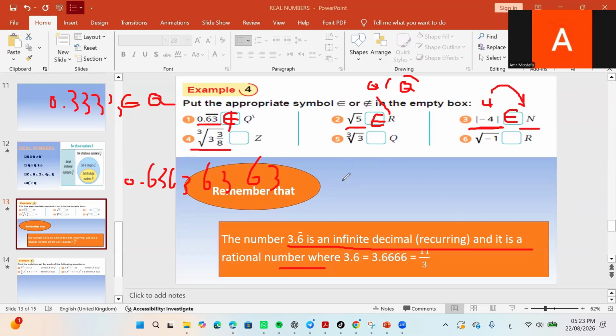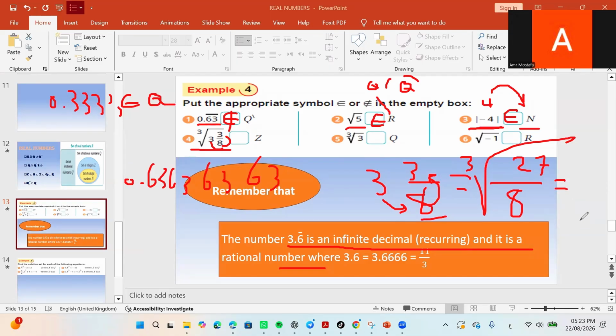Cube root of 3 and 3 over 8. I can't solve it as it is. I have to convert it to an improper fraction by multiplying the whole number by the denominator and adding the numerator. 3 and 3 over 8: the denominator doesn't change, 8. 3 times 8 is 24, 24 plus 3 is 27. So we have the cube root of 27 over 8. I will take the cube root of the numerator alone and the denominator alone. The cube root of 27 is 3, very good. And the cube root of 8 is 2.